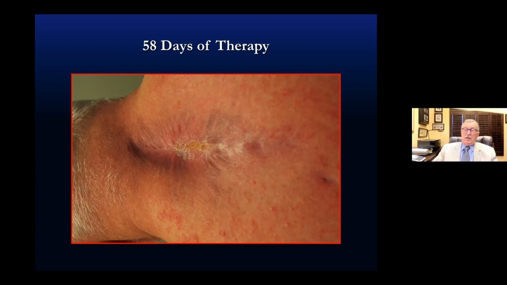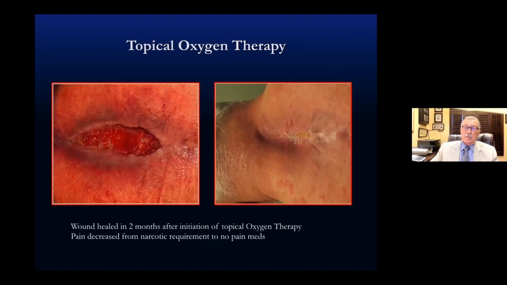So using a reconstructive pathway, adequate debridement, antibiotics, negative pressure therapy, and then topical wound therapy, we were able to get that wound healed. No need to remove the hardware, and this patient returned to a good level of function. This again shows the wound when topical oxygen therapy was initiated, and then you see the closure of that wound.